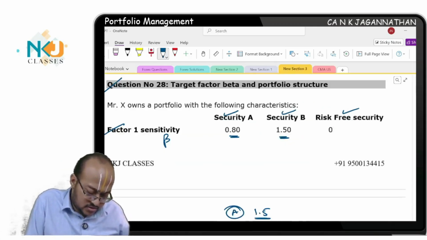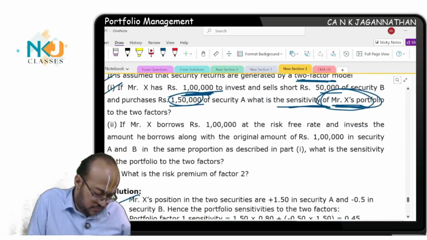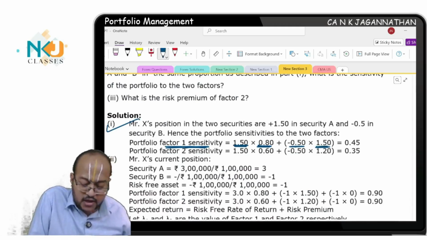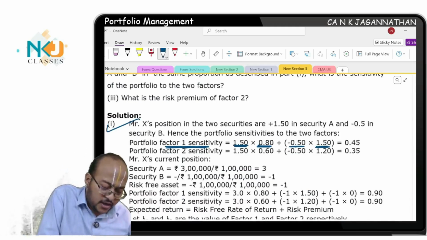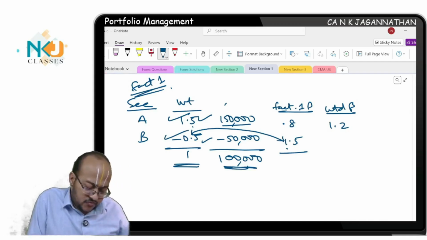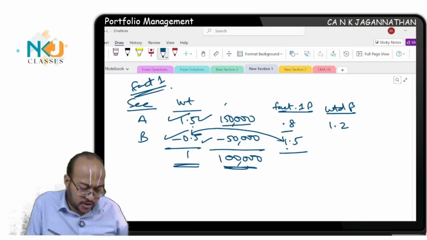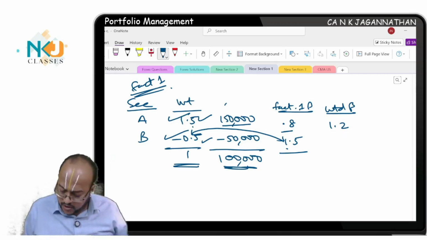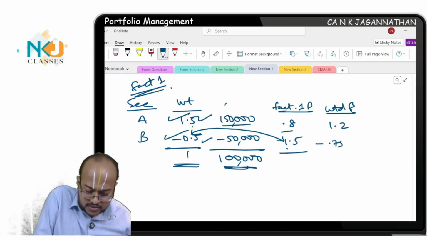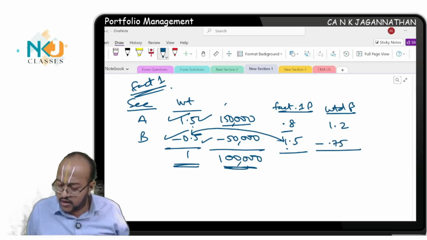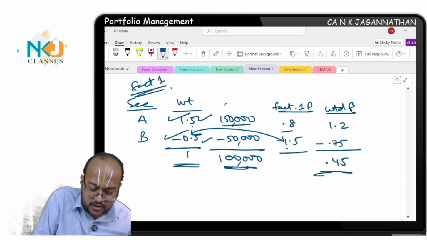See what they have done. For security B, minus 0.5 into 1.5, that is minus 0.75. Are you all getting this 0.75? Again, see, 1.5 into 0.8. Are you all getting it? How much is that? 1.2. This one, okay, minus 0.5 into 1.5 is minus 0.75. Please tell me, 1.2 minus 0.75, 0.45. Are you all understanding?